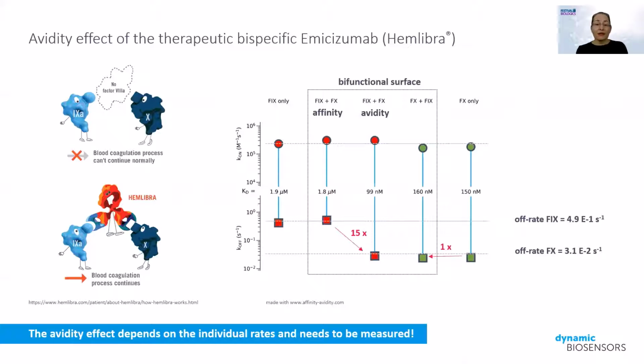This illustrates that avidity effects are very difficult to estimate and calculate, and actually always need to be measured by determining the dissociation rate of the avid-bound antibody.